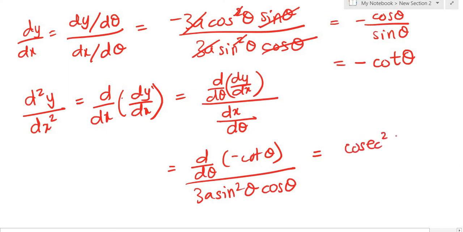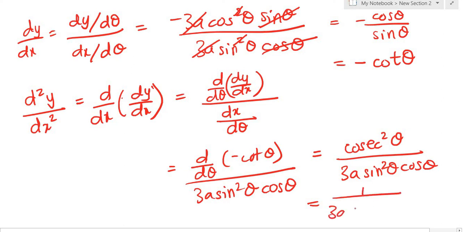So cosec square theta over 3a sine square theta cos theta. You can write this cosec square theta as 1 over sine square theta. That sine square theta goes in the bottom, becomes sine to the 4th of theta times cos theta. Yeah. So basically this is how you do it.